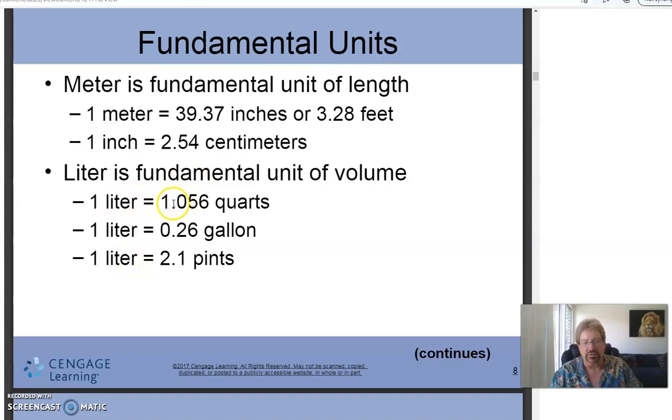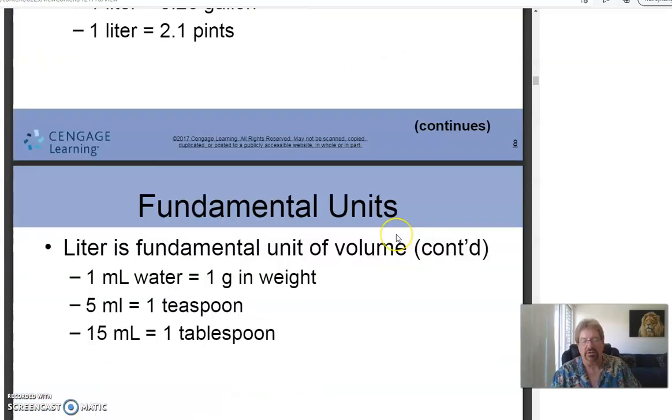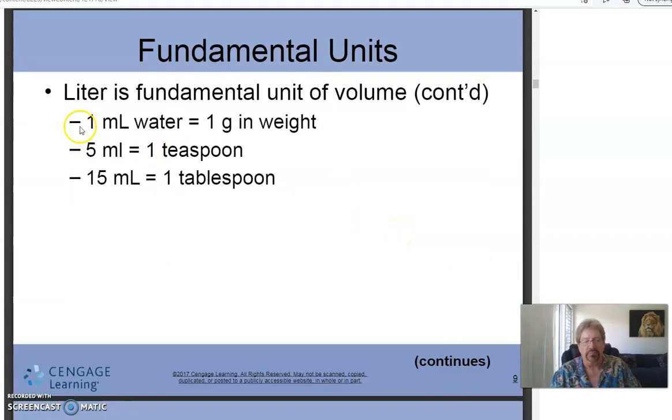A liter is a little bit bigger than a quart, 1.056. It's about a fourth of a gallon. Why? Because it's almost a quart, 2.1 pints. I don't know that this is necessary for right now. You got enough to worry about. A liter is the fundamental unit of volume.